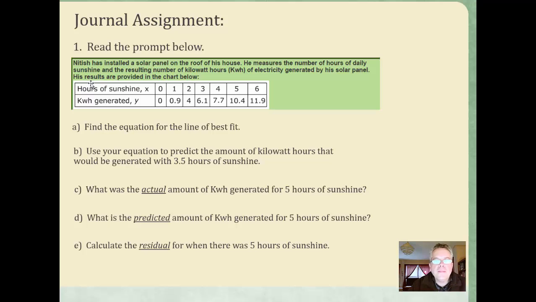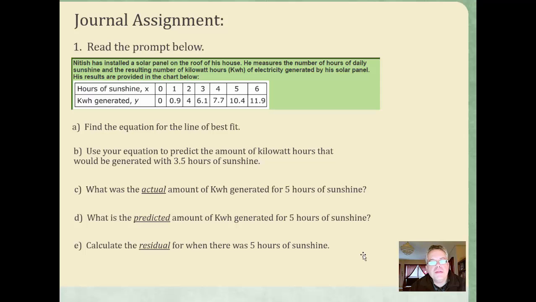Thanks for hanging in there. Here we have some interesting data. It says Nitish has installed a solar panel on the roof of his house. He measures the number of hours of daily sunshine and the resulting number of kilowatt hours of electricity generated by his solar panel. There's a math teacher at Foreman, not me, who has solar panels on his roof. I should ask him about this. His results are provided in the chart below.